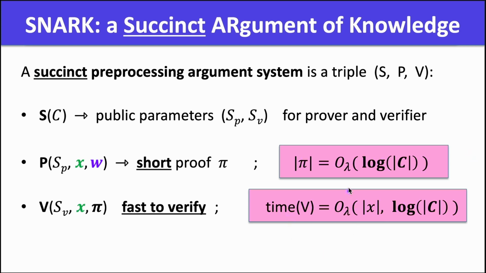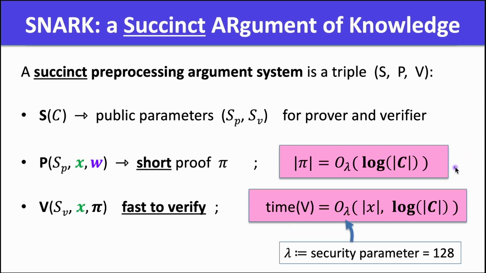Now you notice this notation O sub lambda here. Lambda is always going to be used as a security parameter. You can think of lambda as typically set to be 128, but asymptotically we allow lambda to be another parameter, and really the size of the proof and the time for the verifier also need to be polynomial in the security parameter lambda. But we are mostly going to ignore the dependence on lambda, which is why we put it as a subscript and primarily focus on the dependence on the size of the circuit C and the length of the statement X.